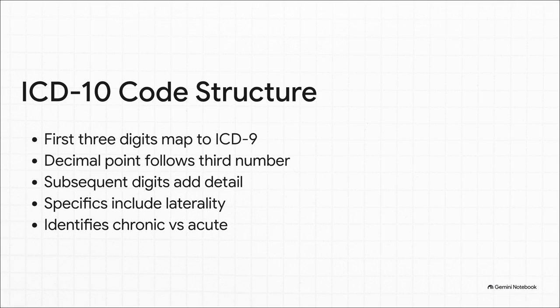We're talking about things like laterality, meaning was the broken arm on the left side or the right side, or specifying whether the condition is chronic or acute. And if a particular code doesn't need all 7 spaces to describe the issue, the system just drops in placeholders to keep that uniform 7-character structure intact. It's a beautifully precise language once you get the hang of it.